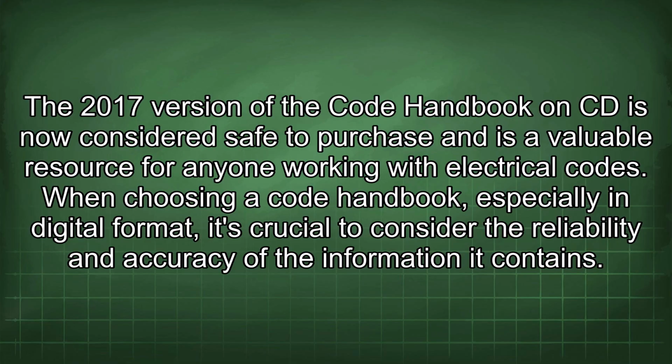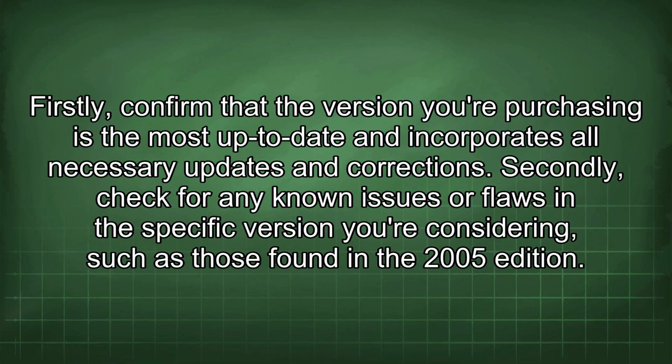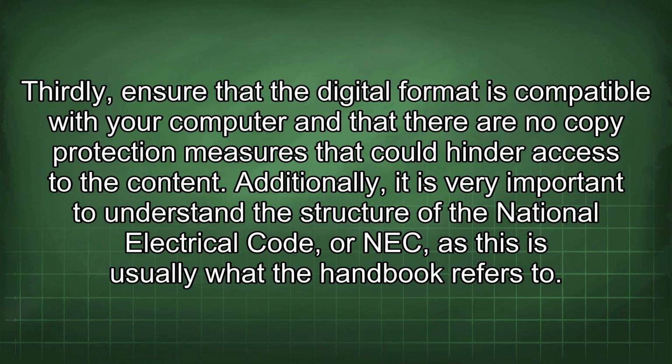When choosing a code handbook, especially in digital format, it's crucial to consider the reliability and accuracy of the information it contains. Firstly, confirm that the version you're purchasing is the most up-to-date and incorporates all necessary updates and corrections. Secondly, check for any known issues or flaws in the specific version you're considering, such as those found in the 2005 edition. Thirdly, ensure that the digital format is compatible with your computer and that there are no copy protection measures that could hinder access to the content.